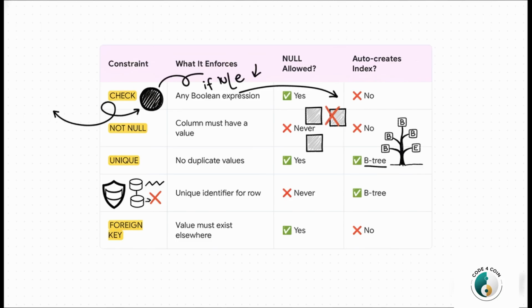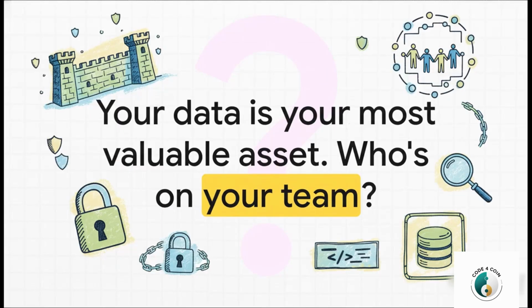Unique stops duplicates, but interestingly, it does allow multiple nulls. Primary key is the all-star, combining unique and not null, and just like unique, it hooks you up with that free B-tree index. And finally, the foreign key keeps your table relationships clean, but it doesn't create an index on its own. And that's our team.